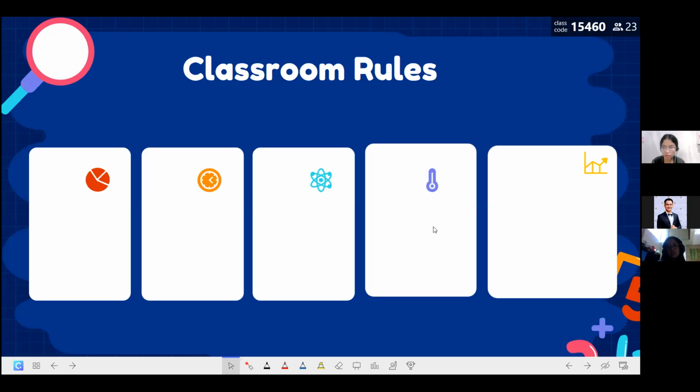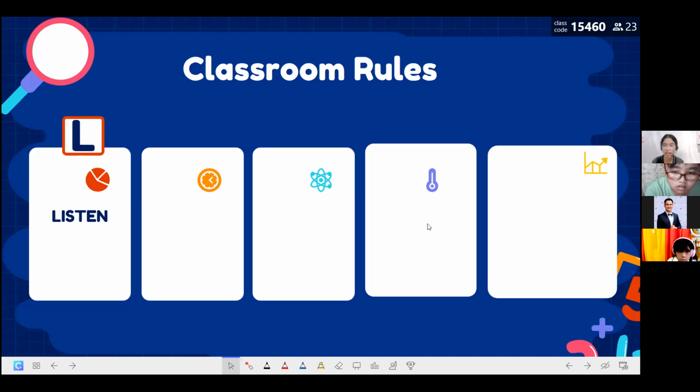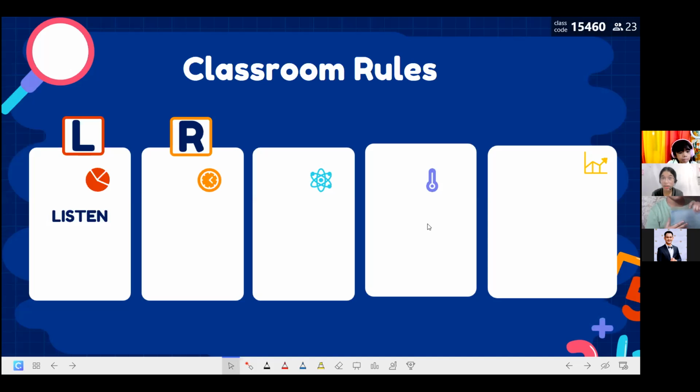All right. So before we go on to our lesson today, let's first recall our classroom rules. Do you still remember our classroom rules? Okay, we have L for Listen. It's very important for you, everyone, to listen, especially when the teacher is talking or discussing so that you won't miss any information in the class.